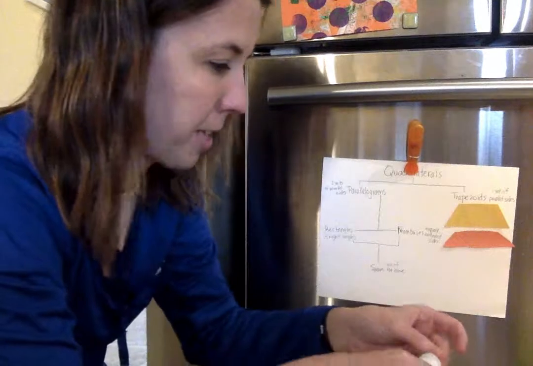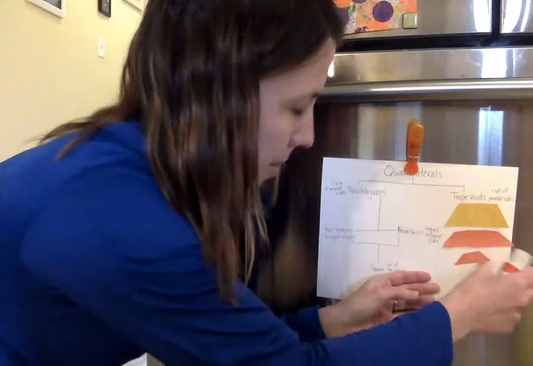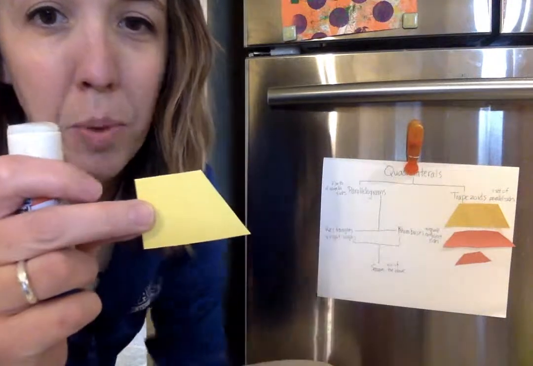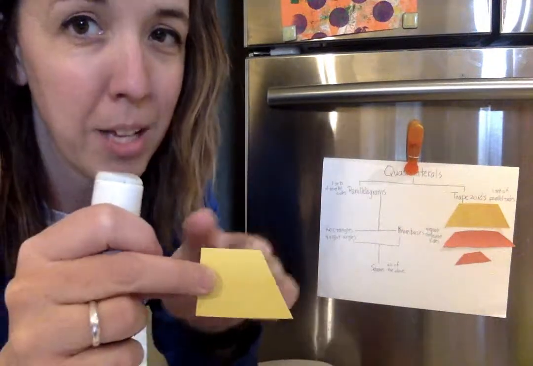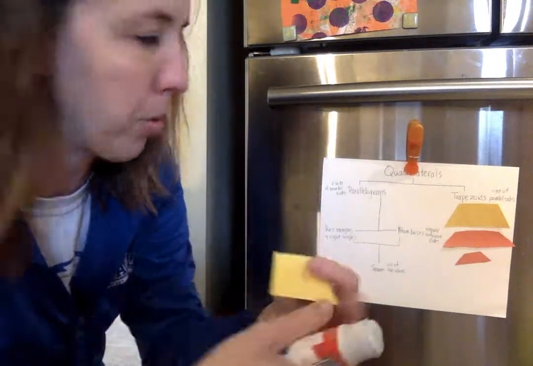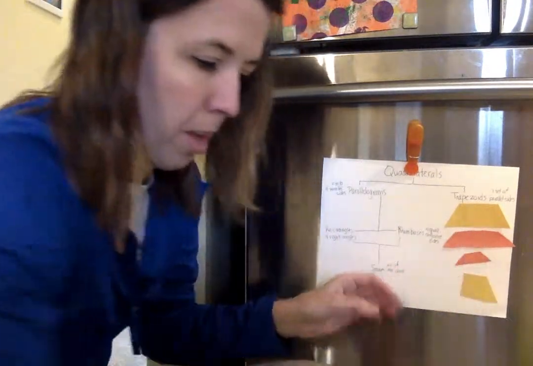So I have, and Isaac helped me cut some of these. But this is also a trapezoid, okay? It has a right angle, but it still only has one pair of parallel sides. These two sides are not. So a trapezoid can look like this too, all right?